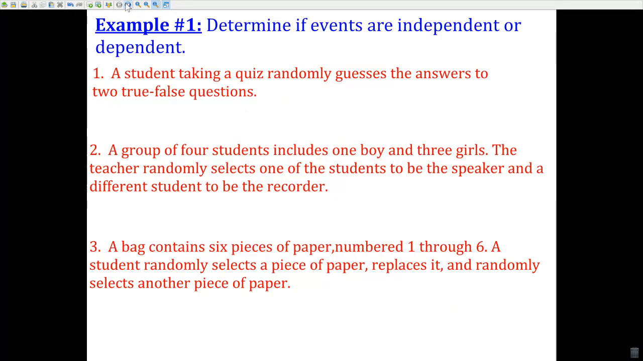Here's some examples. Determine whether these are independent or dependent events. A student taking a quiz randomly guesses the answer to 2 true or false questions. If you answer the first one true or false, and then you answer the second one true or false, you didn't really base anything off each other. They're both independent of each other. Independent.